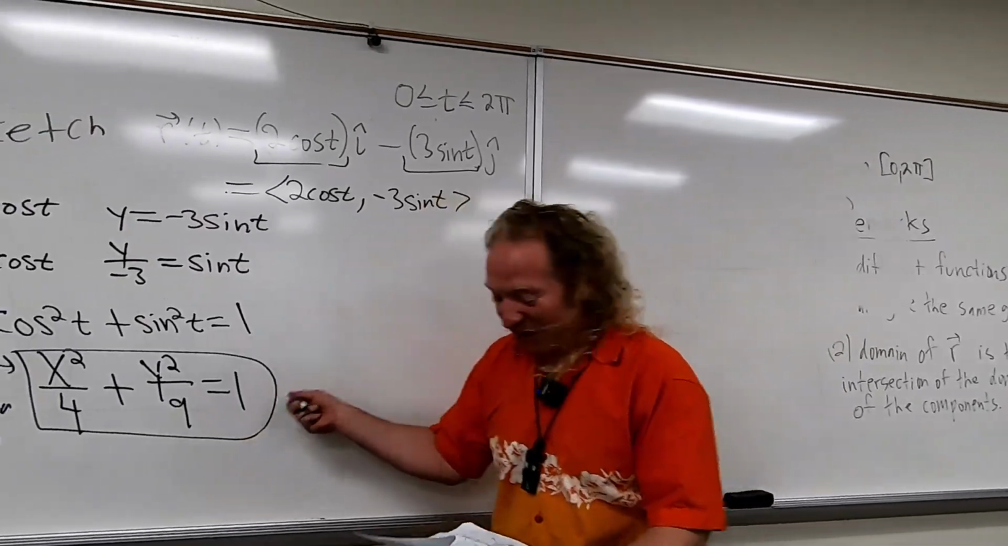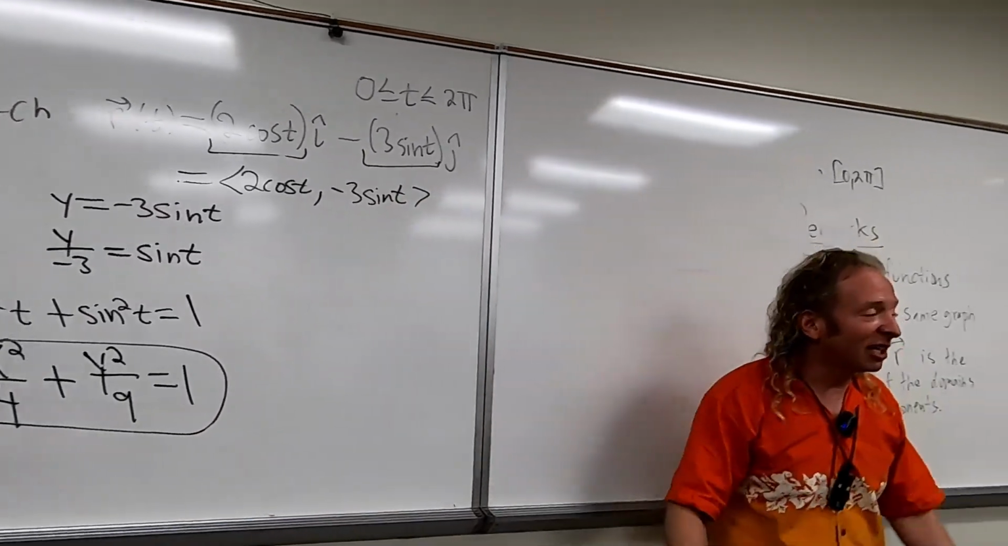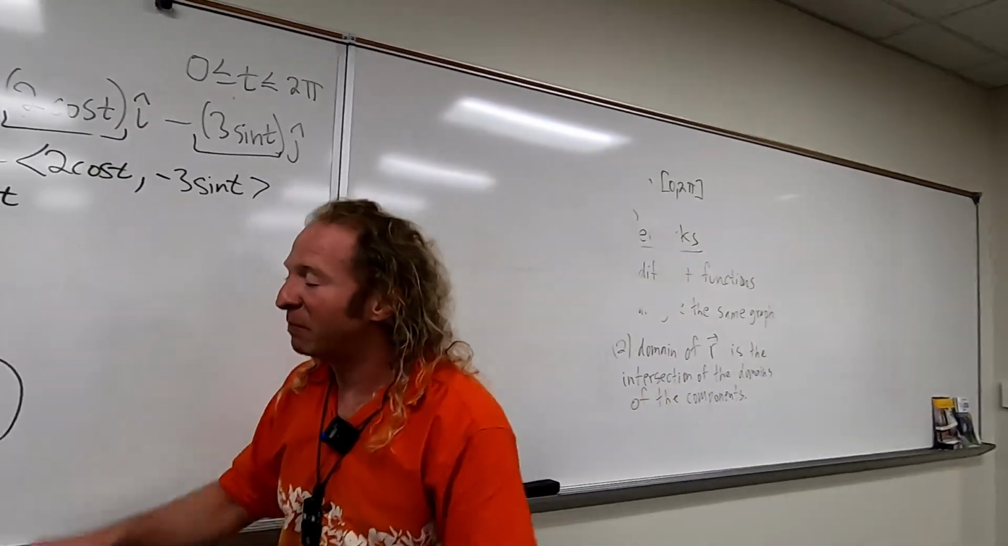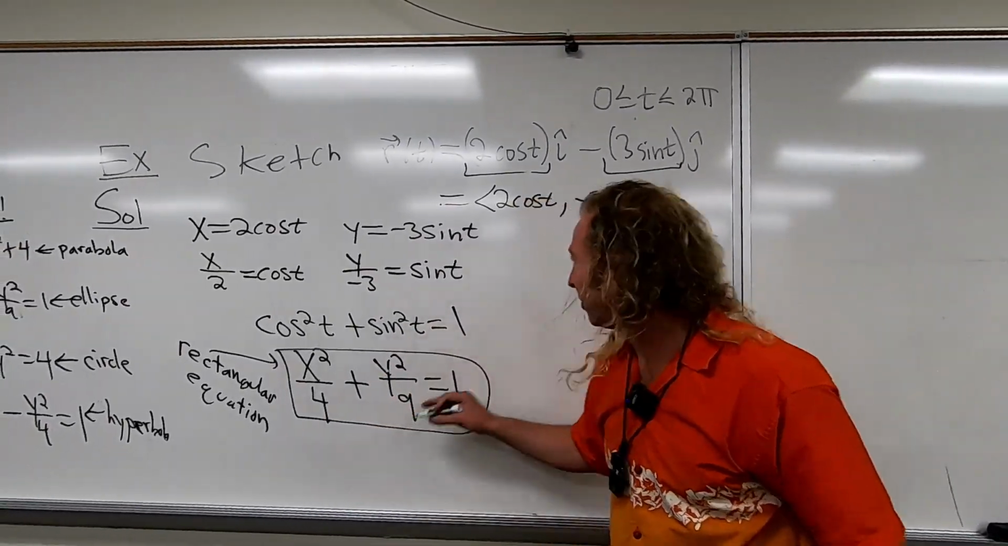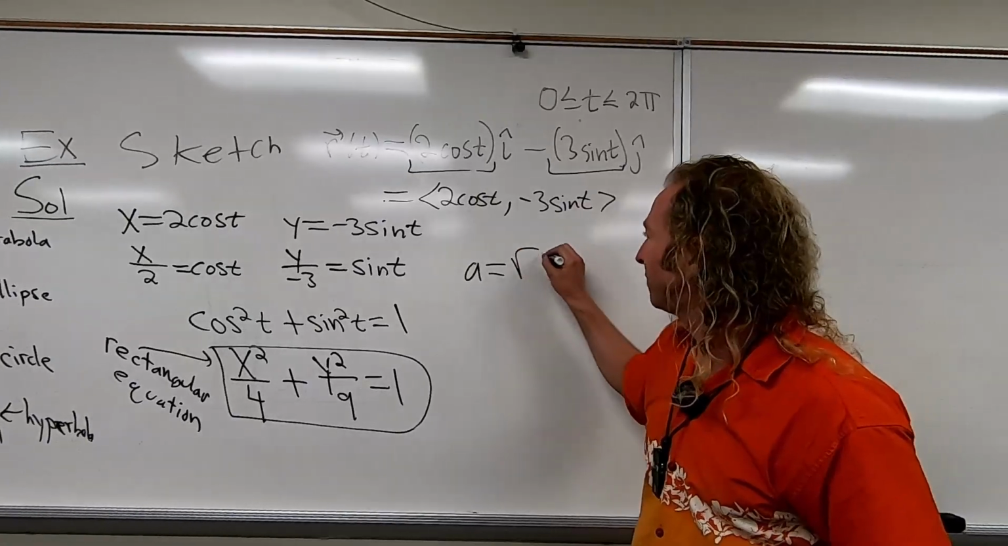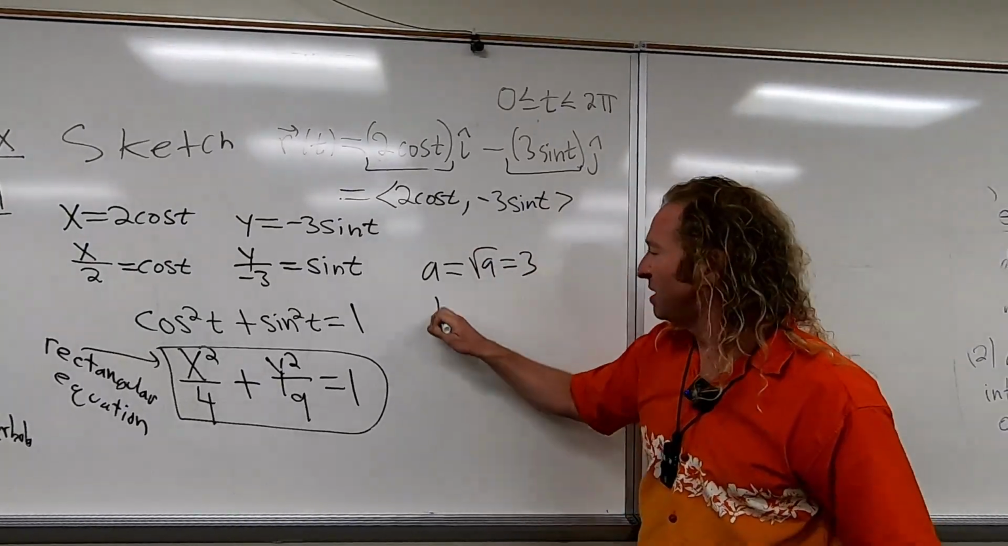Yeah. All right, so let's graph this. So in an ellipse, this is really key. So in an ellipse, A is always the square root of the bigger number. Okay, that's really important. So A is the square root of 9, and B is the square root of 4.